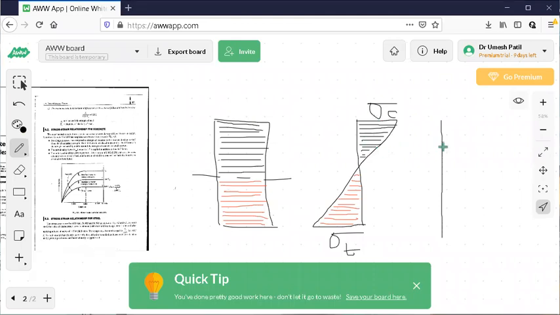Exactly 1/3 of this triangle, I'll draw one line like this. Again, 1/3 of this bottom triangle, because the centroid is at 1/3 of the height. I'll call it capital C. I'll call this one capital T. Let us say the distance between these two is small a.